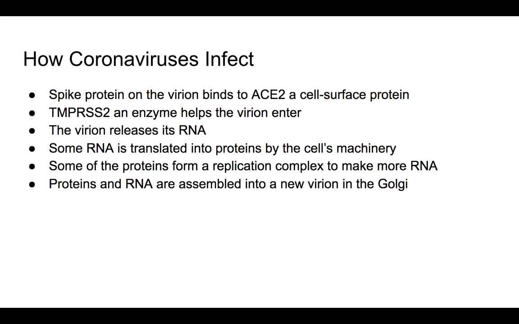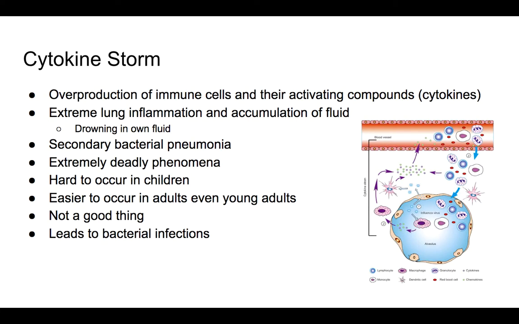It gets into our cells, and it uses the cell's machinery to replicate its own RNA, and this will ignite a cytokine storm. It's basically an overproduction of immune cells to fight back, and it's more common in adults than in children, and it's a very dangerous state.